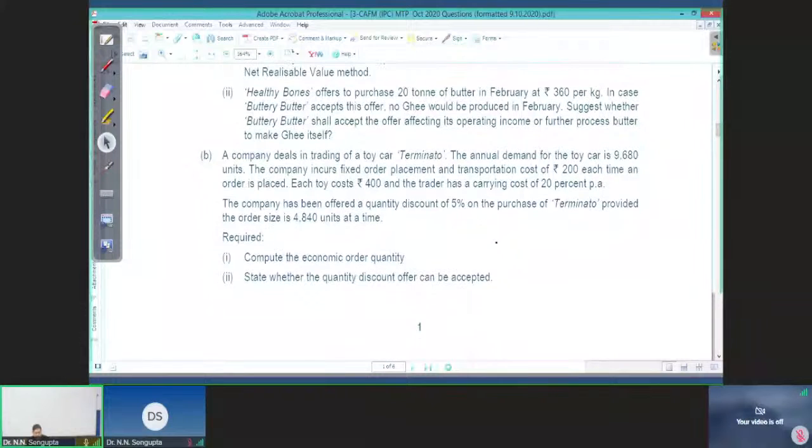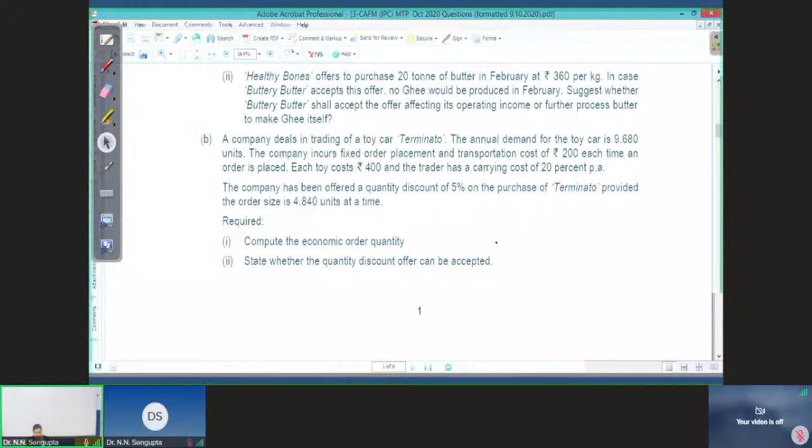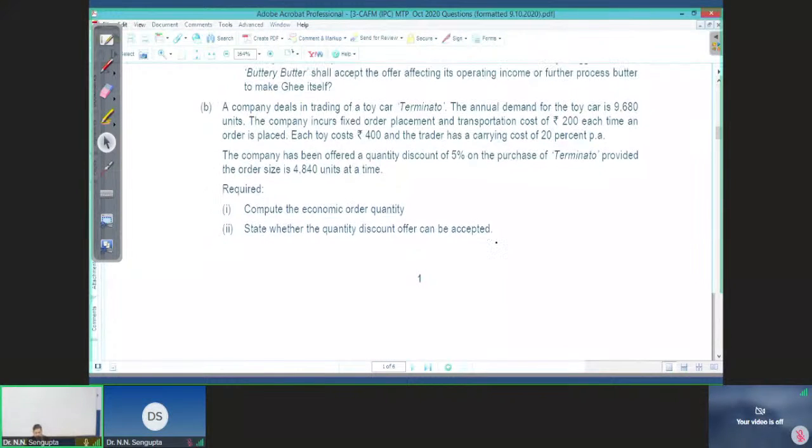Then the second question is Terminator, the name of the company, which is a toy car company basically. And here we have to calculate the economic order quantity, as well as whether the quantity discount offer can be accepted or not. So again, a part will be decision making: if the discount is offered, then what will be the situation? If the discount is not offered, then what is the situation?